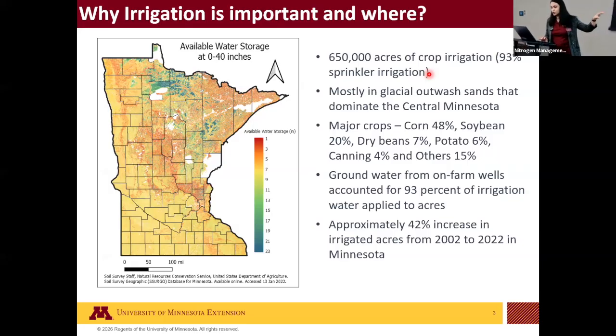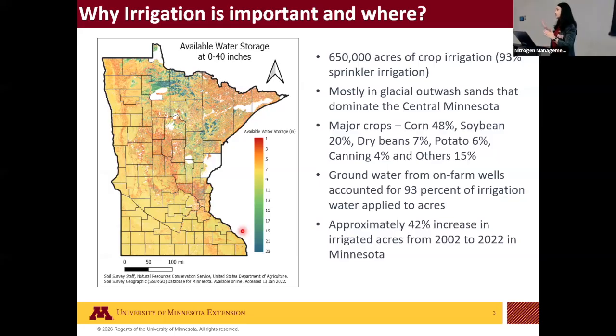Mostly in these glacial outwash sands is where we see irrigation, the red areas right here, and some in the Dakota County area. The major crops grown in these areas, same as other parts of the state, are corn at 48% and soybean at 20%, then some specialty crops like dry beans and potatoes, which are highly irrigated and need a lot of water and nitrogen to grow. Most of the water that we use for irrigation comes from groundwater resources. So 93% of the irrigation water that we apply to these acres comes from groundwater.